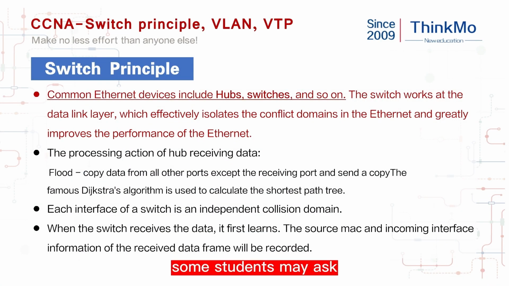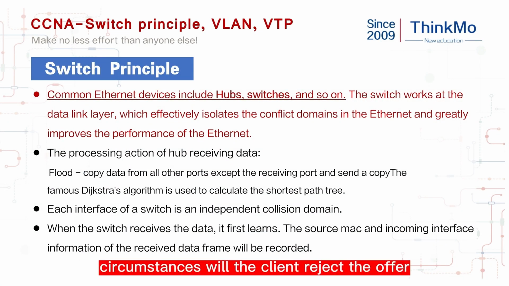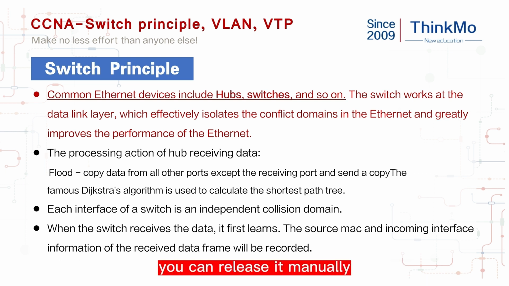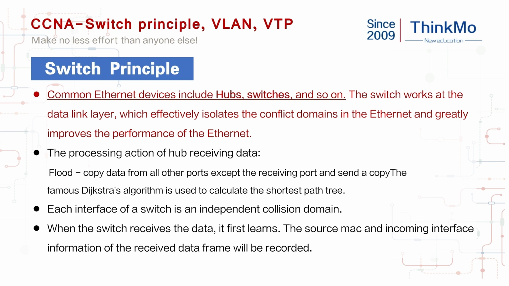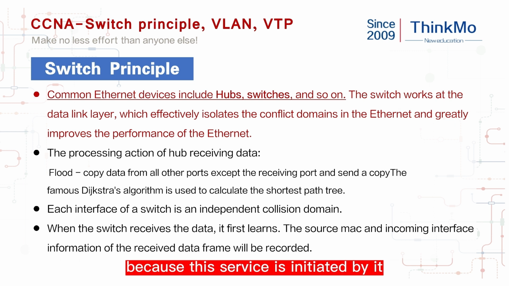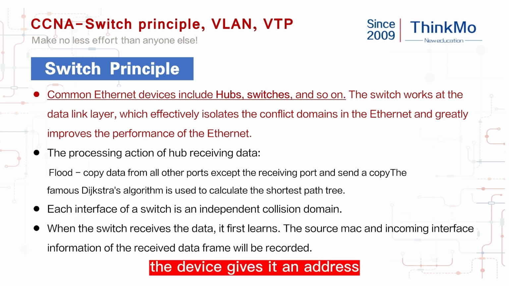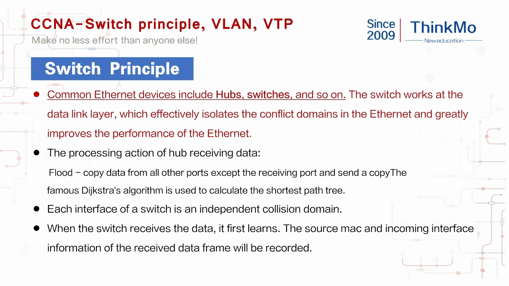Some students may ask, under what circumstances will the client reject the offer? The client has a release address. You can release it manually, but it won't refuse, because this service is initiated by it. Suppose it now initiates a message wanting an address, and the device gives it an address. Then it refuses? This situation does not exist.